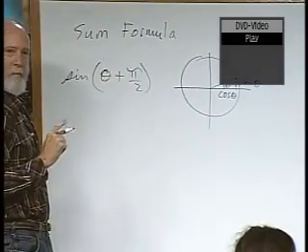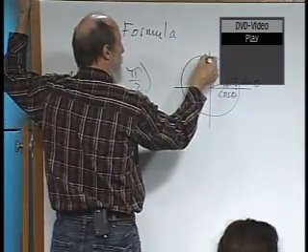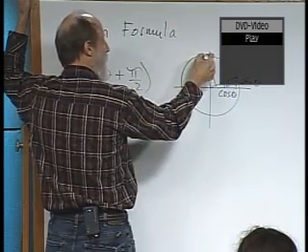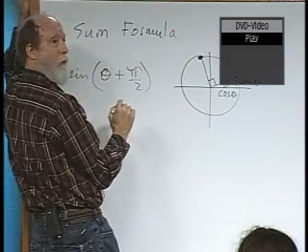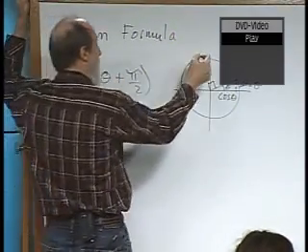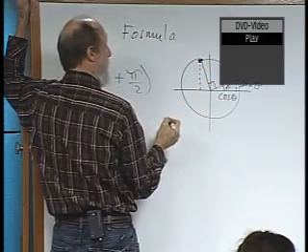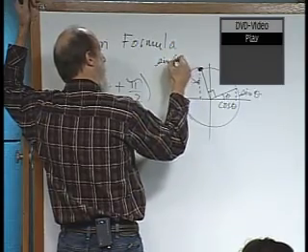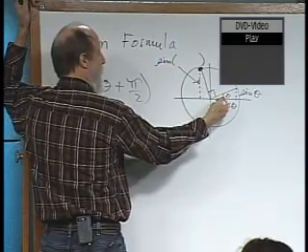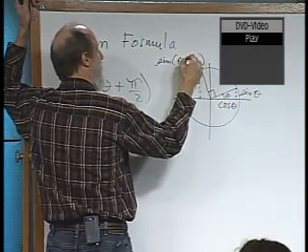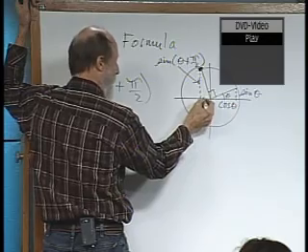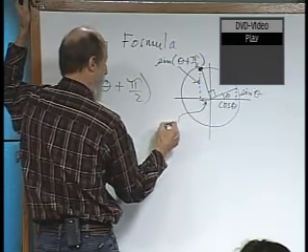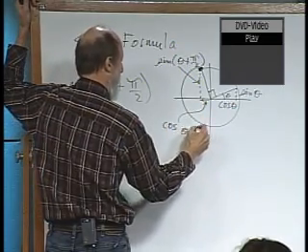If I add pi over 2 to it, isn't that going to put the terminal side up here, like that, at this location? Look at the triangle. This height right here is now the sine of what angle? Theta plus pi over 2. And this little distance, this negative distance you see right there, is the cosine of theta plus pi over 2.